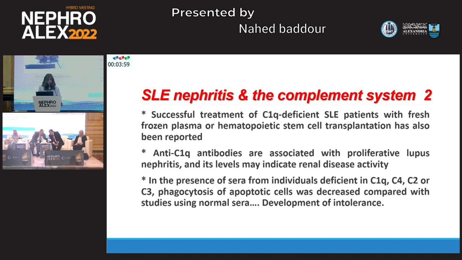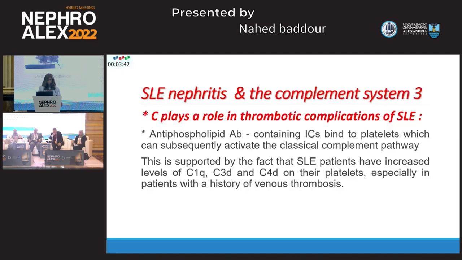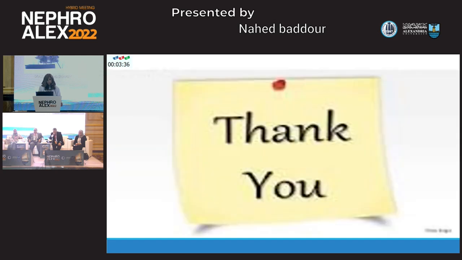And in the presence of sera from individuals deficient in C1q, C4, C2, or C3, phagocytosis of apoptotic cells was decreased, which is the forerunner for development of intolerance and clinical manifestation of lupus disease. It also plays an important role in thrombotic complications of SLE.